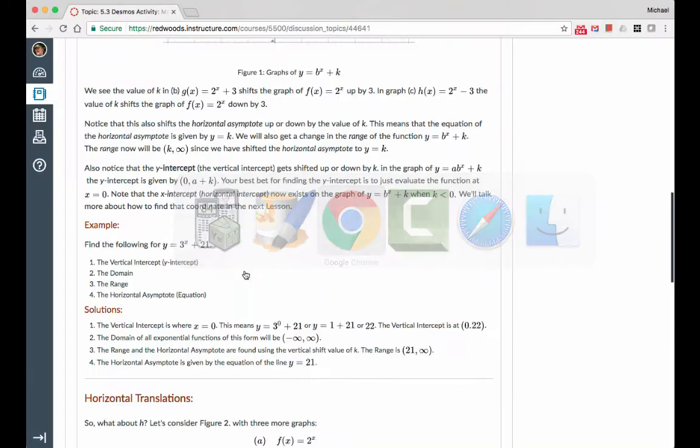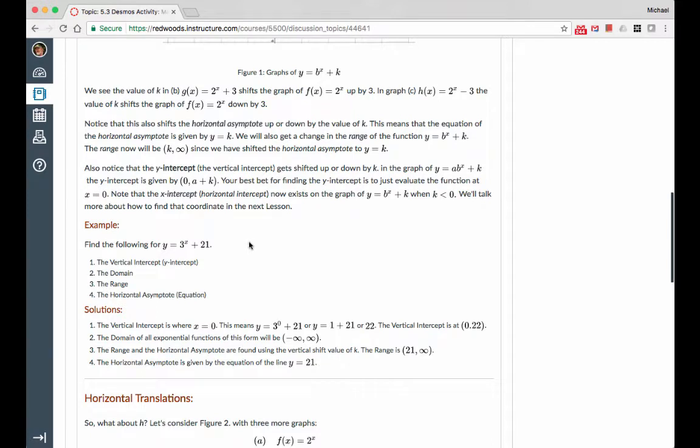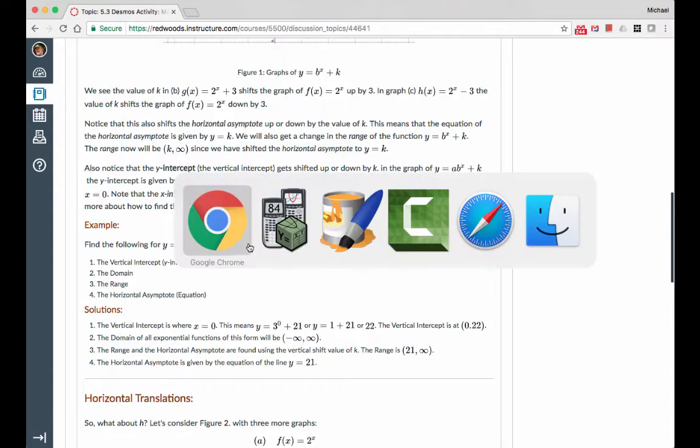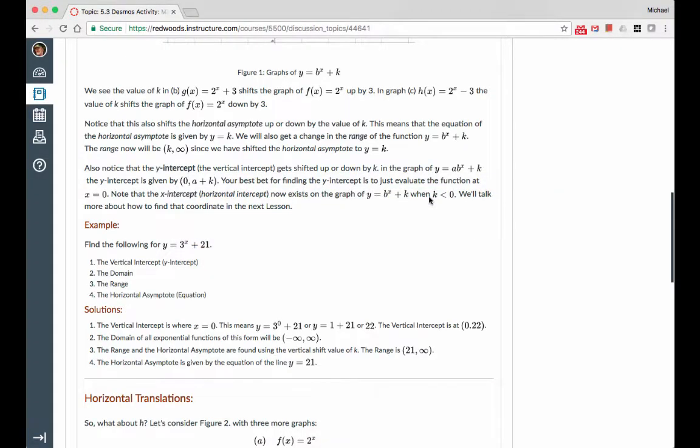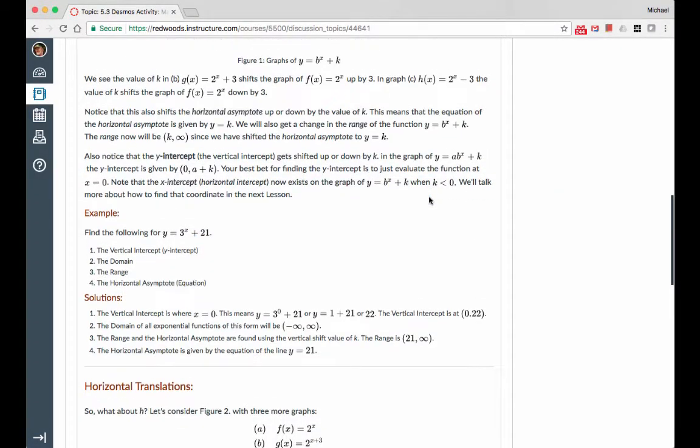All right, let's get back to where we want to be. They want to know the equation of the horizontal asymptote. Let's go back to the picture. We already gave that. There's our equation of the horizontal asymptote: it's at y equals 21. Okay, so hopefully that's making some sense out of what we do with vertical translations.